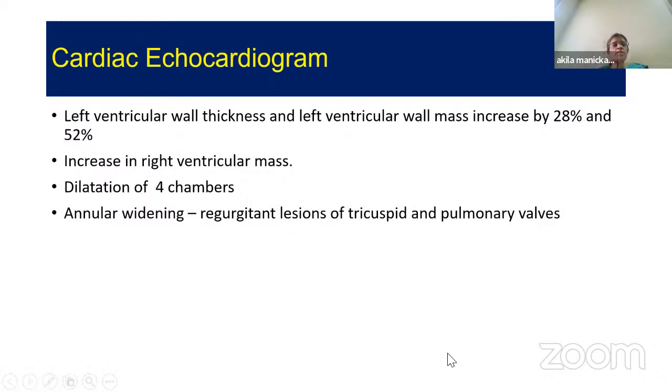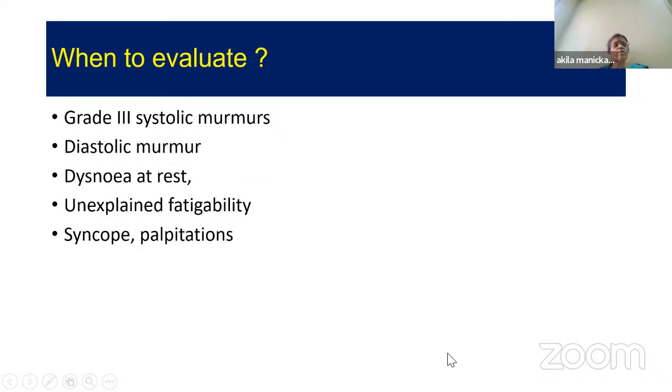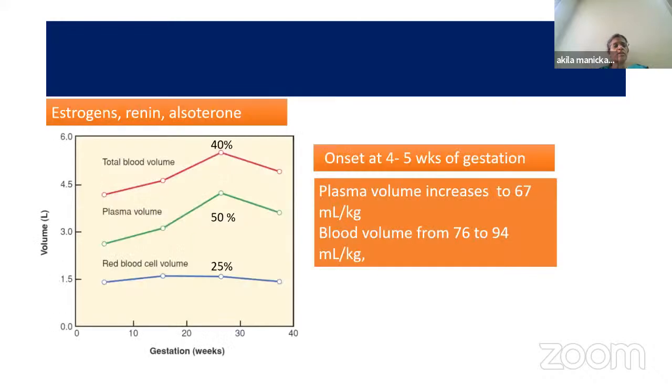So any systolic murmur, when do we evaluate these patients? Whenever the grade of the systolic murmur is grade 3 and more, or a presence of a diastolic murmur, or when a patient has got dyspnea at rest or unexplained fatigability, syncope or palpitations, you evaluate them for your cardiovascular illness, because most often these patients, they complain of some amount of dyspnea on moderate exercise or on severe exertion, which is inevitable because of the changes that are going to occur in the cardiovascular system and in the respiratory system.